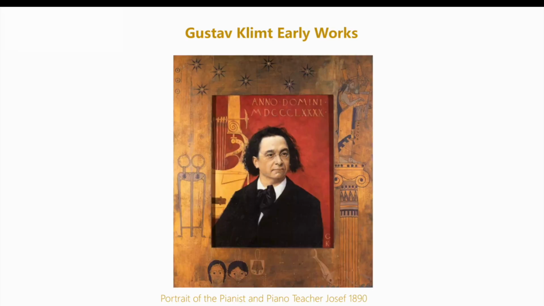Before Klimt became famous for his shiny golden paintings, he created many early artworks that looked very different. Back then, he mostly painted murals, portraits, and decorative designs. His paintings were detailed and realistic, showing careful attention to the people, buildings, and nature around him.